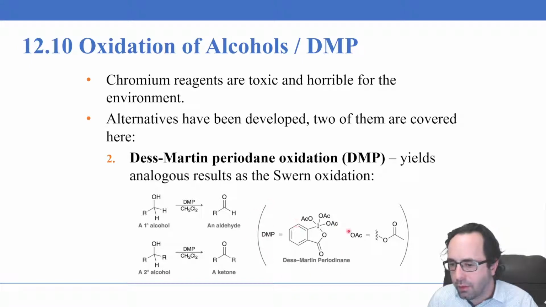Got all this here. That's what the DMP stands for here. And these are acetyl groups here. So all these OAcs represent this. So just another way of oxidizing to an aldehyde or a ketone, another mild oxidizing agent.